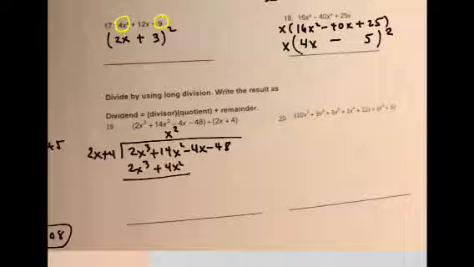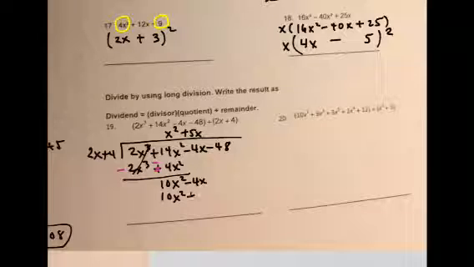Now we subtract. So remember, when you subtract, you add the opposite. So we scribble out that plus and put a minus. And now we add, so this is 0. 14 minus 4 is 10. Bring down the next term. So 2x times what gives you 10x squared? The answer is 5x. So you get 10x squared. 5x times 4, that's 20x. We're going to subtract.